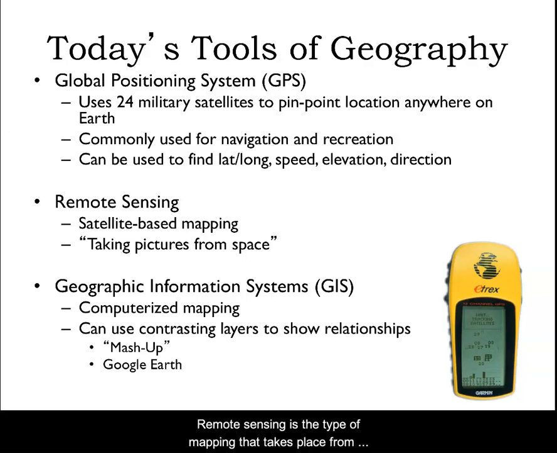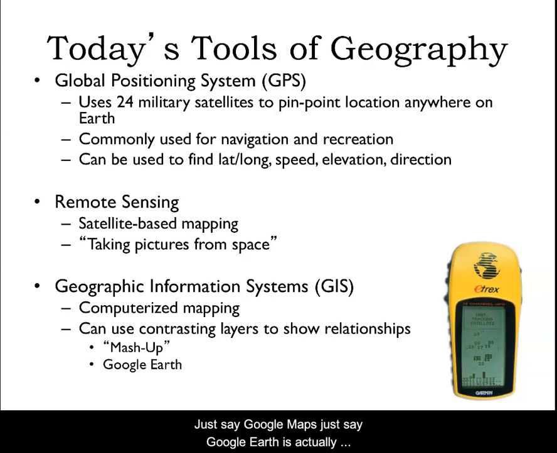Remote sensing is the type of mapping that takes place from taking pictures from space. It could be from airplanes. So think of Google Earth, Google Images. Those are some remote sensing examples. Just the Google Maps, I should say.